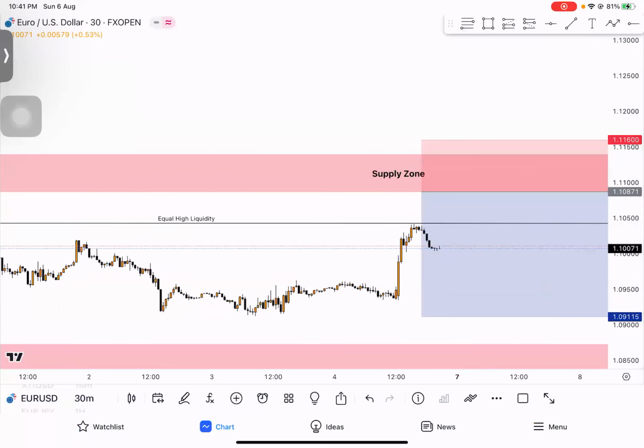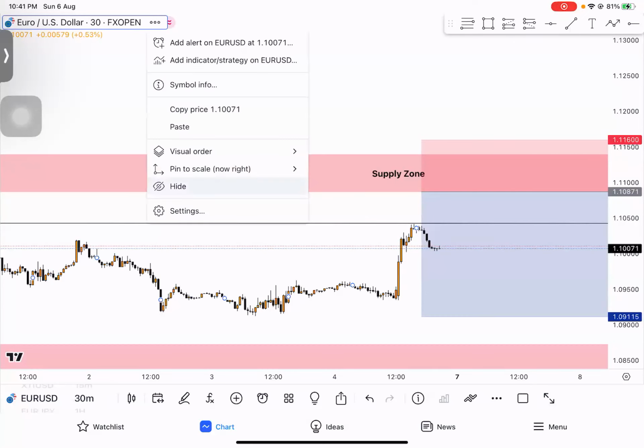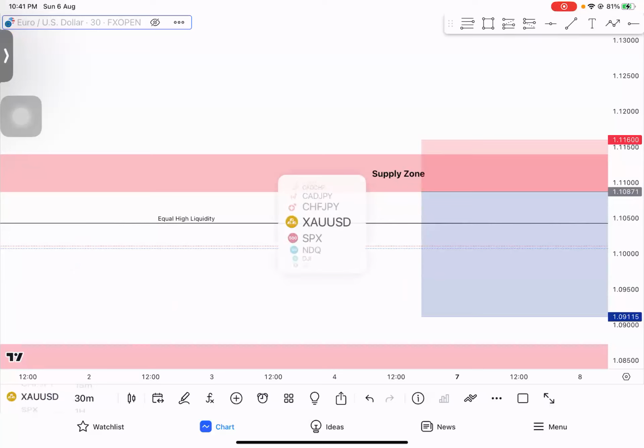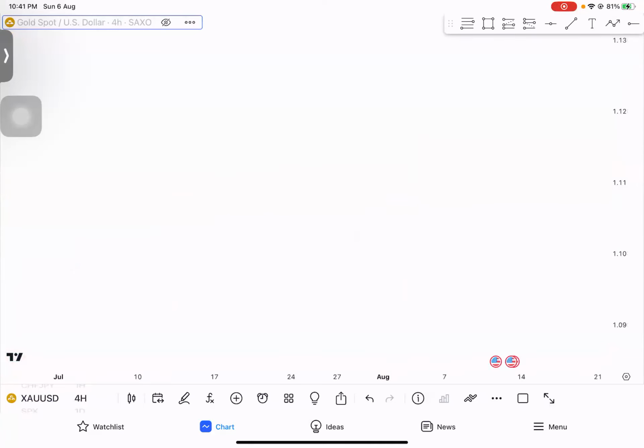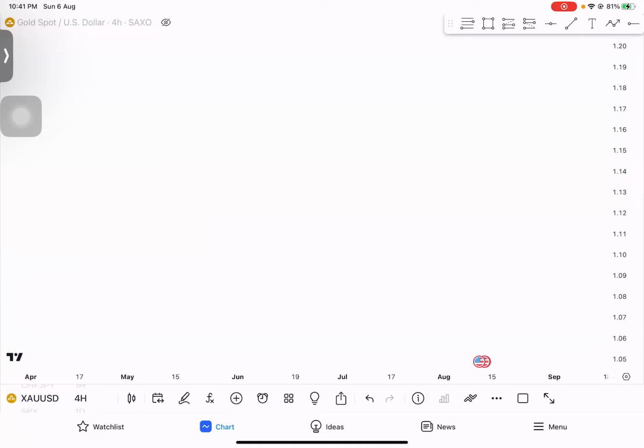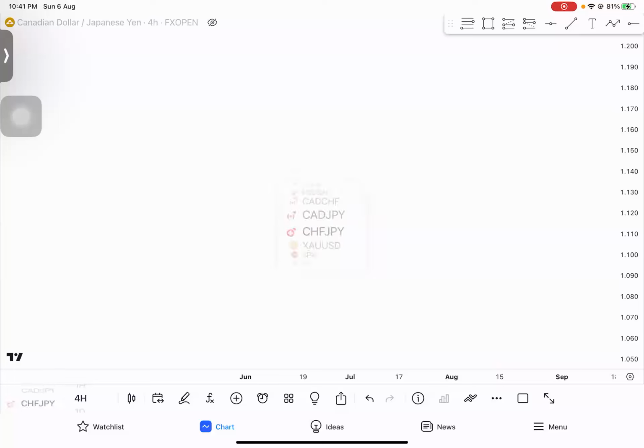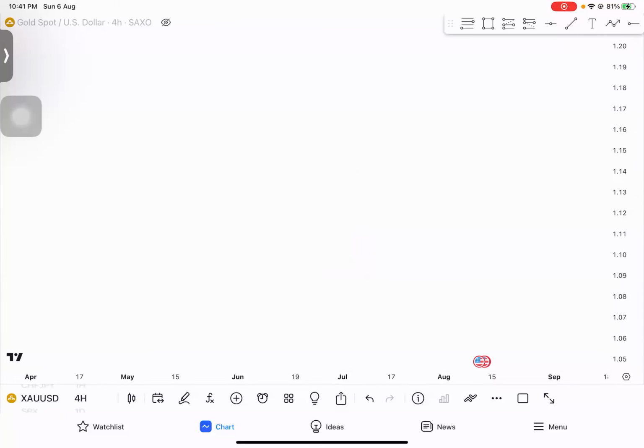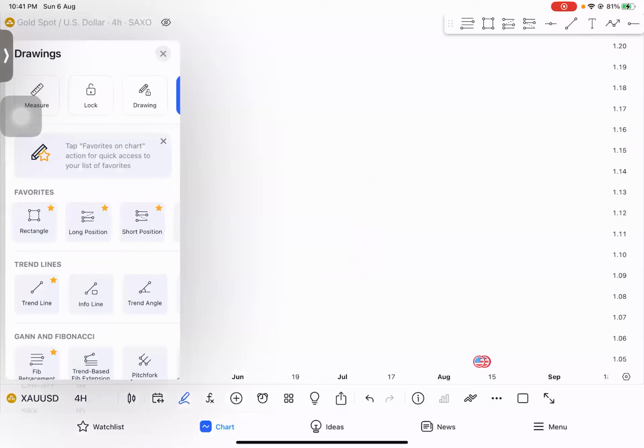Any more questions on Euro USD, guys? Any more? If you don't have, then we continue on the structures. Any more questions? Okay, if you don't have questions, then we go to the second model.